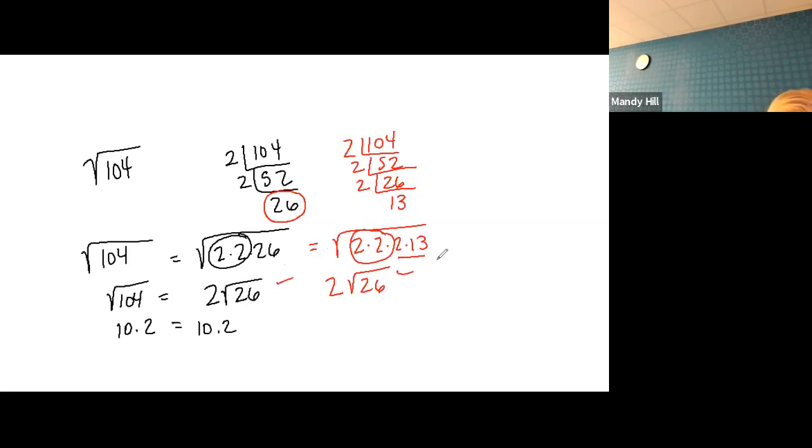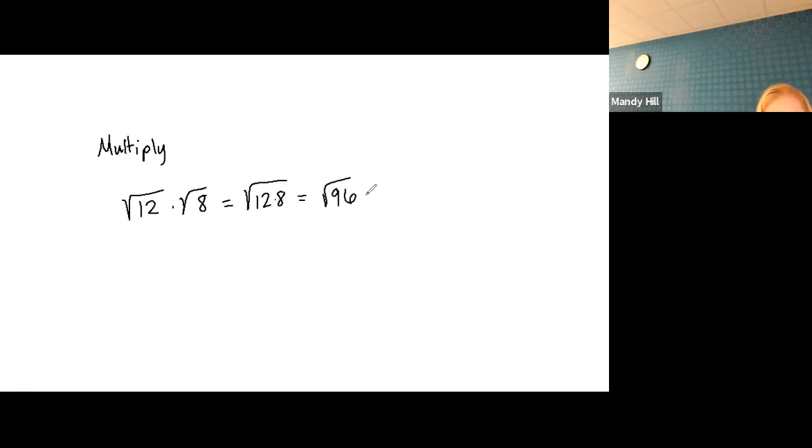Okay. So let's add a little bit more. We're going to multiply these. So our first problem on multiplication is the square root of 12 times the square root of 8. Well, the first thing you're going to want to do is just multiply 12 times 8. Okay, and 12 times 8 ends up being the square root of 96. That's not a perfect square. So after this, you're going to work the problem exactly like you would work any of the rest of them. You're going to look at 96.